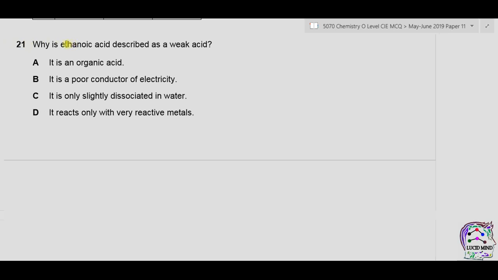Question 21. Why is ethanoic acid described as a weak acid? Now, a weak acid is one that is less dissociated into its ions upon dissolution. A. It is an organic acid. Now this is a true statement because ethanoic acid is an organic acid, but not all organic acids are weak acids, so therefore A is incorrect.